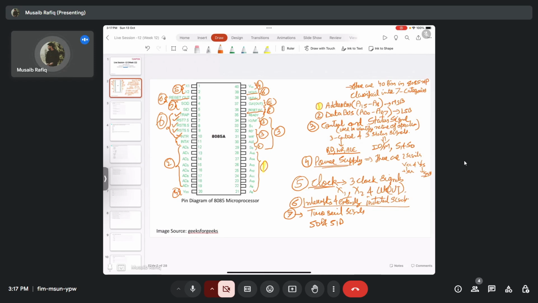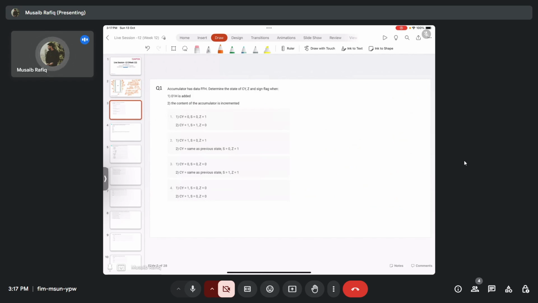So this was just an overview of this pin diagram of 8085 microprocessor. I just gave a brief overview of this. So before going to exam, just take a brief look over this. Just try to memorize the position of pins, how many pins are there, how many reset signals are there, how many interrupt signals are there. Just go over it briefly. Then we can start with the first question of today's live session.